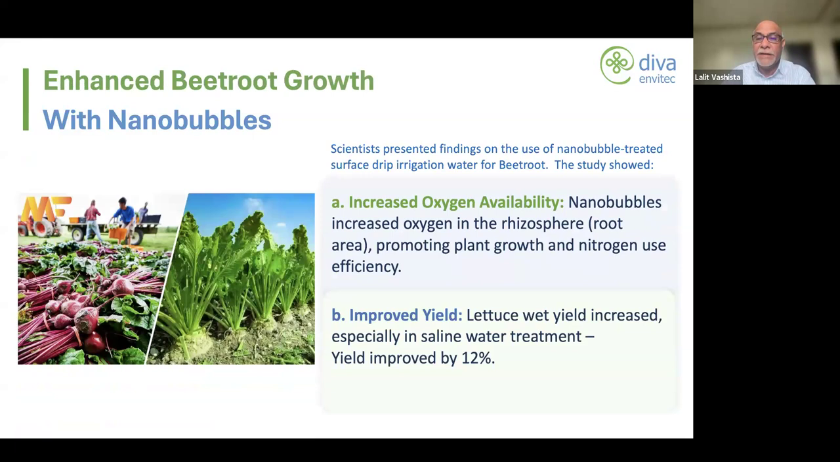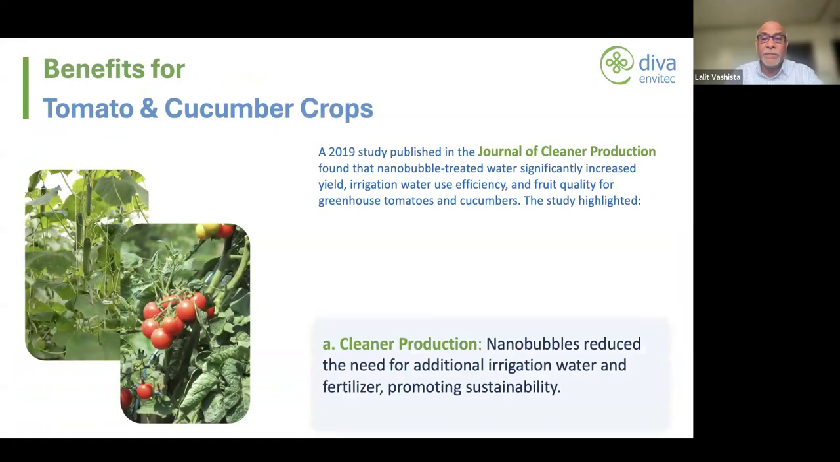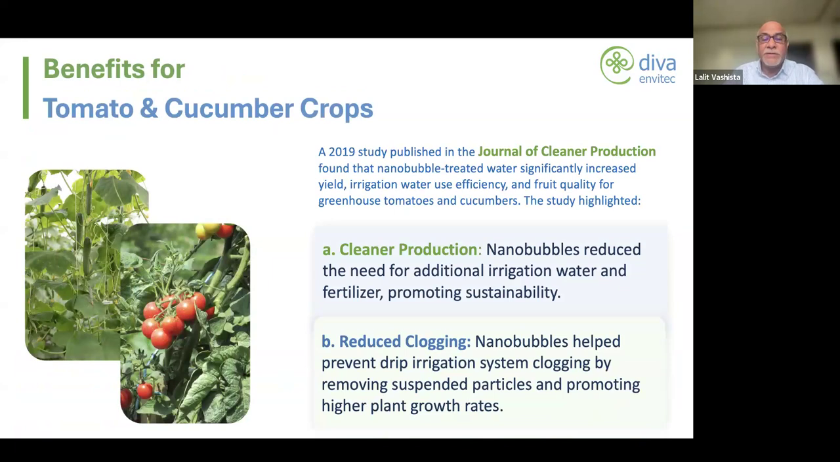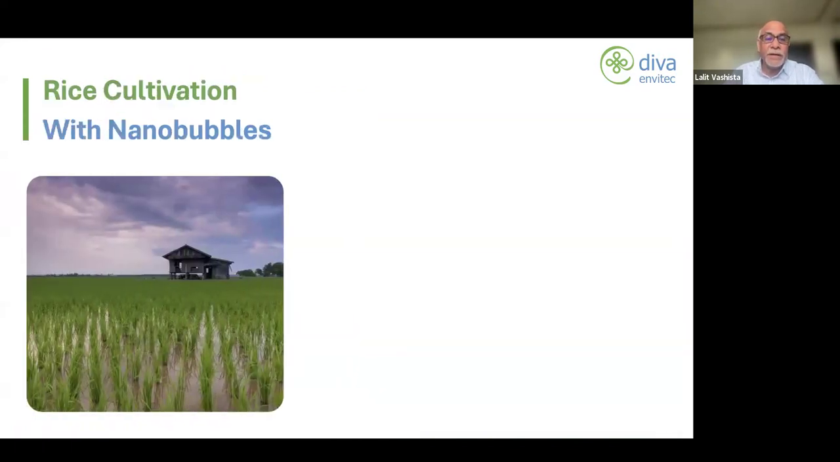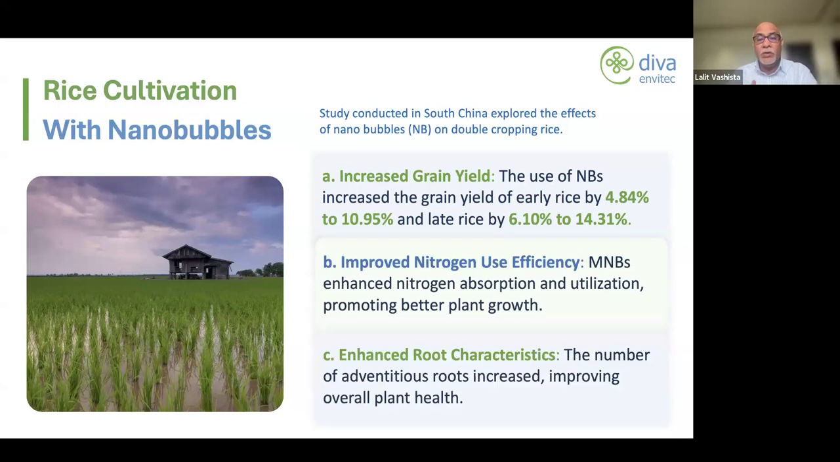This was a study in, I think, a Chinese place. Nanobubbles increase the oxygen in the rhizosphere root area, promoting plant growth and nitrogen use. Improved, again, lettuce wet yield was increased. Tomato, cucumber crops, these again are classic cases where nanobubbles can be used. Rice cultivation, like I told you, the use of nanobubbles increased the grain yield of early rice by 4.84% to 10.95%, and the late rice by 6.2% to 14.3%. That is almost 3 times in one case and almost 2.5 times in the other one.